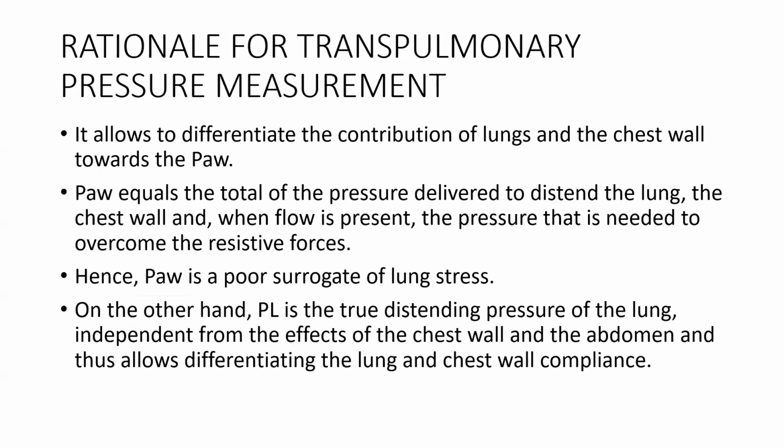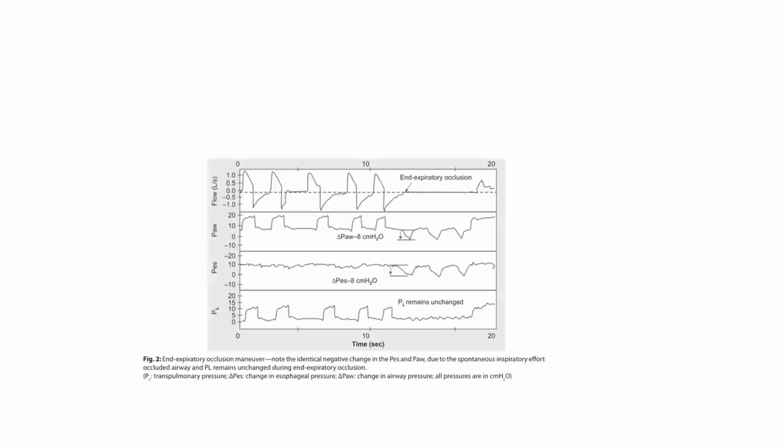Now, rationale for transpulmonary pressure measurement. It allows us to differentiate the contribution of the lung and the chest wall towards the airway pressure. So, airway pressure equals the total of the pressure delivered to distend the lung and chest wall, plus, when flow is present, the pressure needed to overcome resistive forces. So, airway pressure is a poor surrogate of lung stress. On the other hand, transpulmonary pressure is the true distending pressure of the lung, independent of the effect of the chest wall and the abdomen, and thus allows differentiation of the lung and chest wall components.